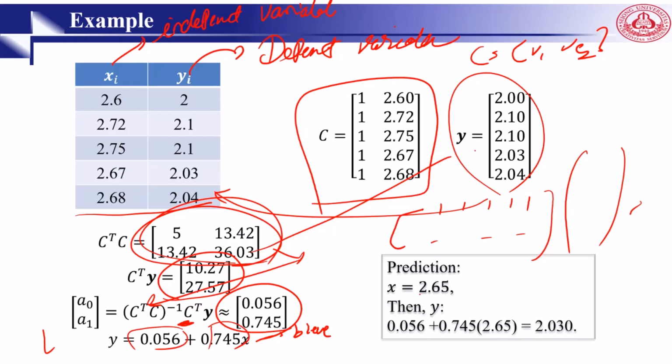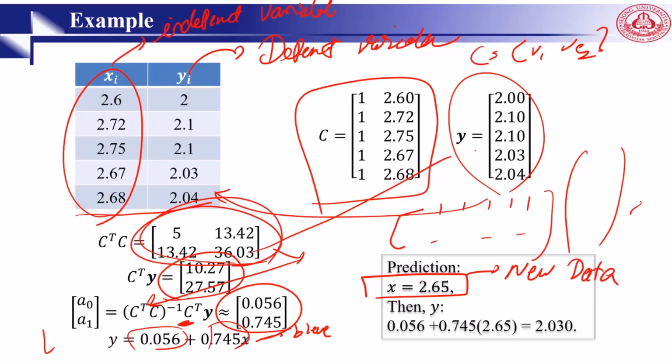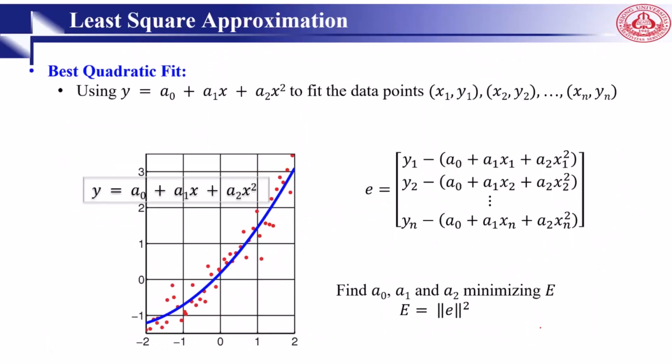What is the use of this line? For example, we want to predict or estimate y for this value. As you can see, 2.65 is not here. This is new data, right? We want to predict based on this data. If for 2.6 it is this, and for 2.72 it is this one, what is the value of y if x is equal to 2.65? So we put it here: 0.056 plus 0.74 multiplied by this one, which gives you, in the case of 2.65, a value of y of 2.03.